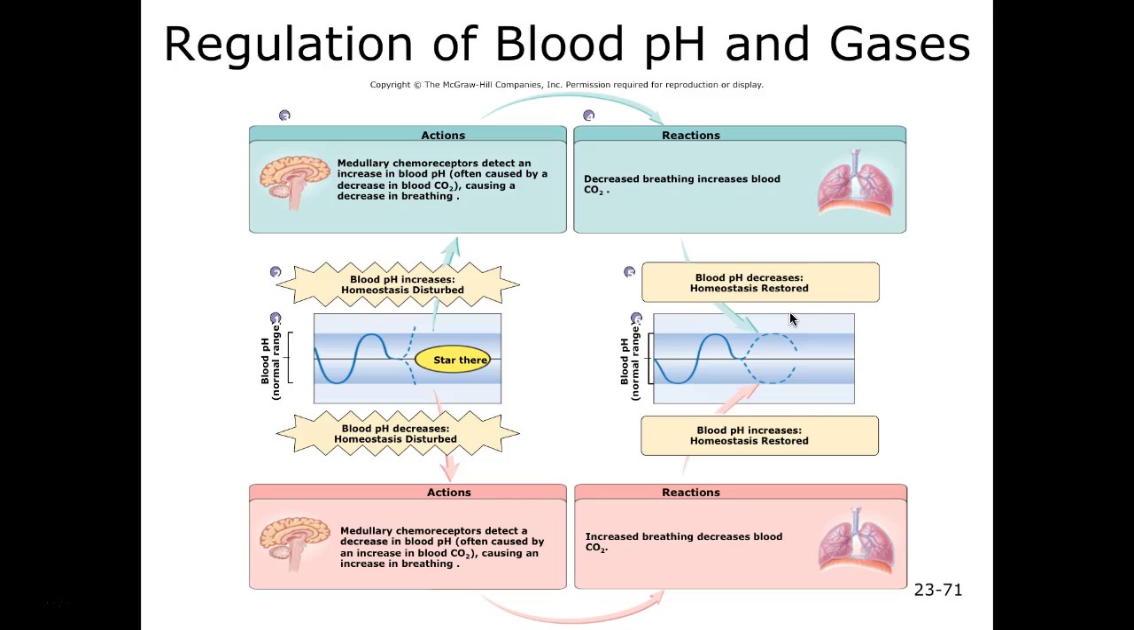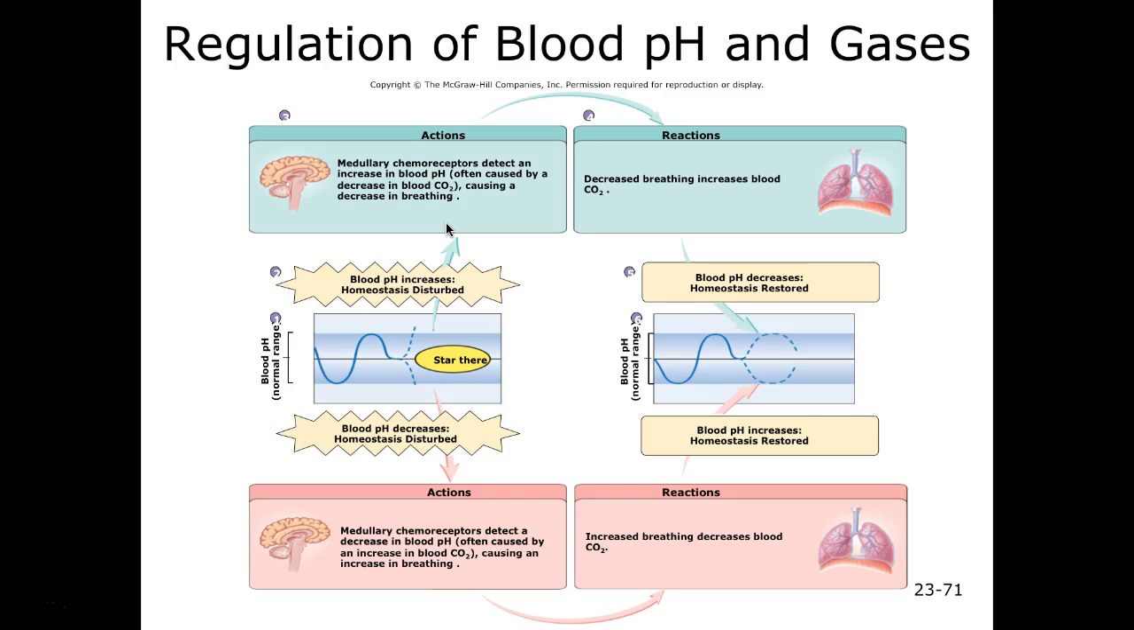So this is a nice little summary of what we've been discussing. We have your regular blood pH here, and of course we get some change here, not too drastic, but we get an increase in pH here, so our homeostasis is disturbed. Now that chemosensitive area in our medulla is going to detect that change in our blood pH, and this is typically caused because we have a decrease in carbon dioxide, and that is causing a decrease in our breathing.